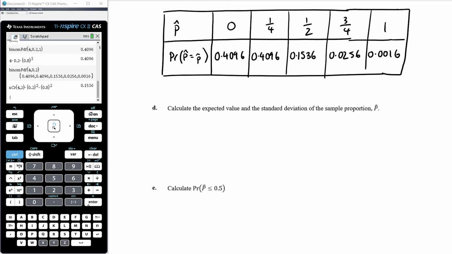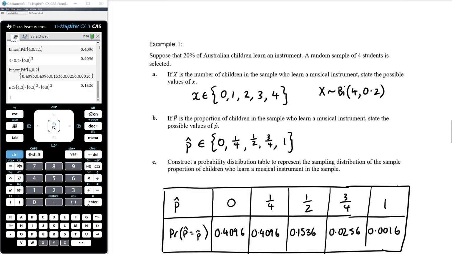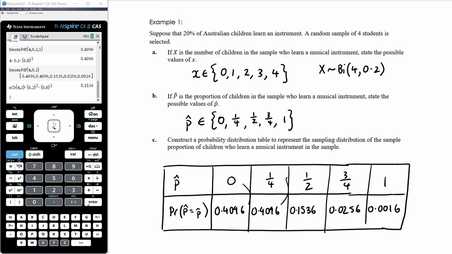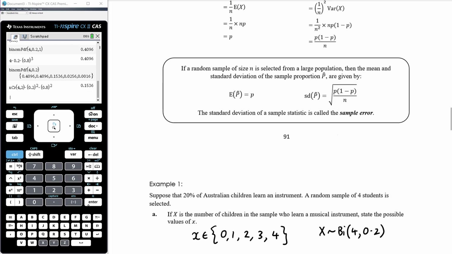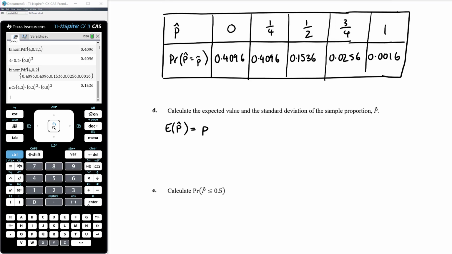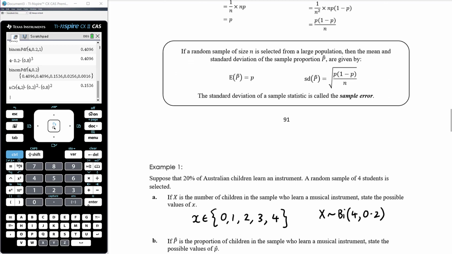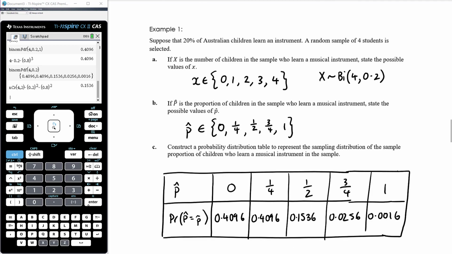Calculate the expected value and the standard deviation of the sample proportion p hat. So we already know that the expected value of p hat is p. So we don't need to go through this whole process of this times this plus this times this. The population proportion in this case is 20%, so that is 0.2. And we also know that the standard deviation of p hat, let's go back up there to get that rule, is the square root of p times 1 minus p divided by n.